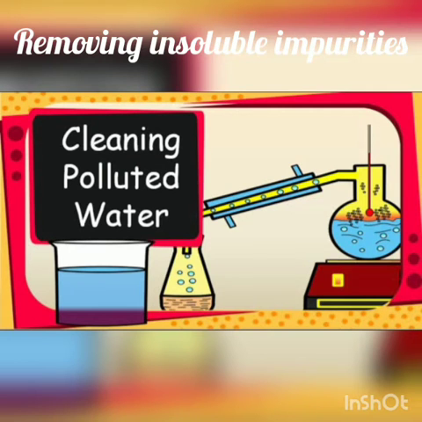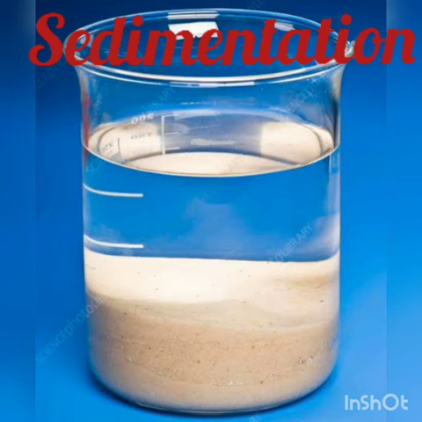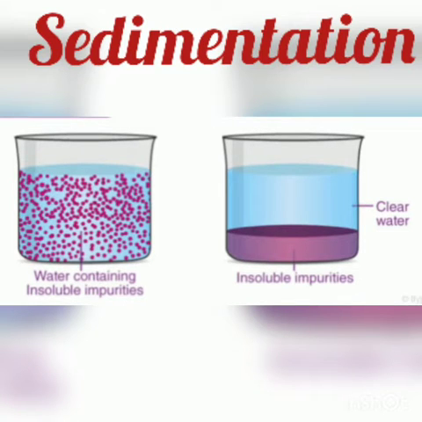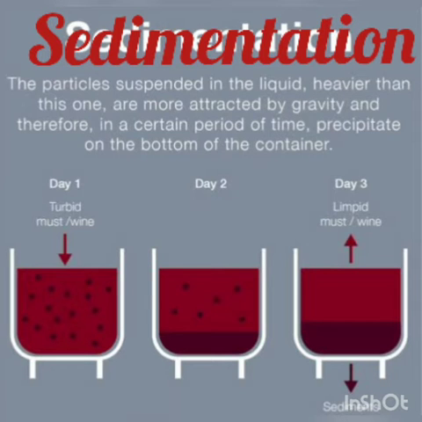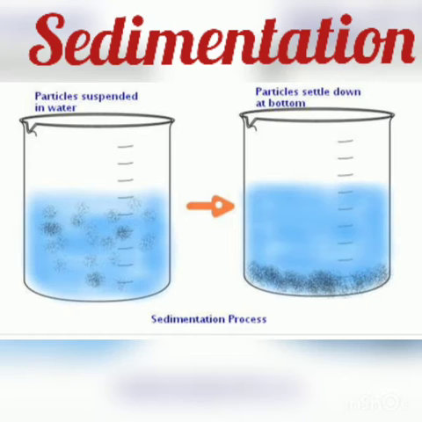Removing insoluble impurities. Insoluble impurities can be removed by following methods. Sedimentation. In this method, water with insoluble impurities is left to stand for some time. The insoluble impurities settle down at the bottom. This process of settling down of impurities is called sedimentation.